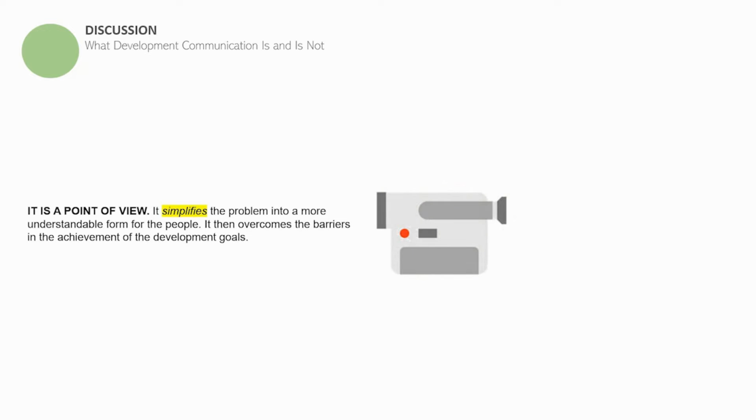The next one is, it is a point of view. Okay, so when you look at developments around you, you have the eye of a development communicator. Writing about it's very easy for you. It simplifies the problem into a more understandable form for the people. It then overcomes the barriers in the achievement of the development goals.